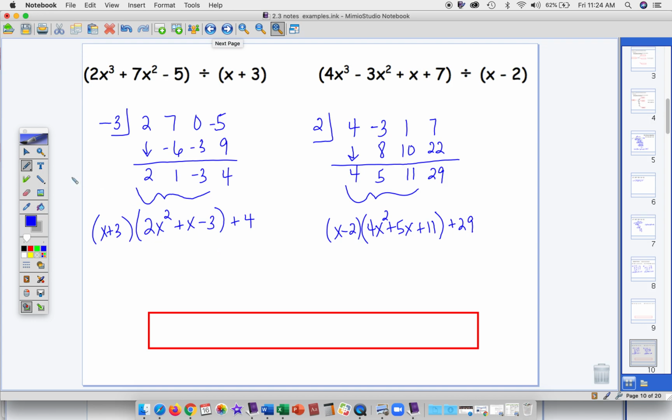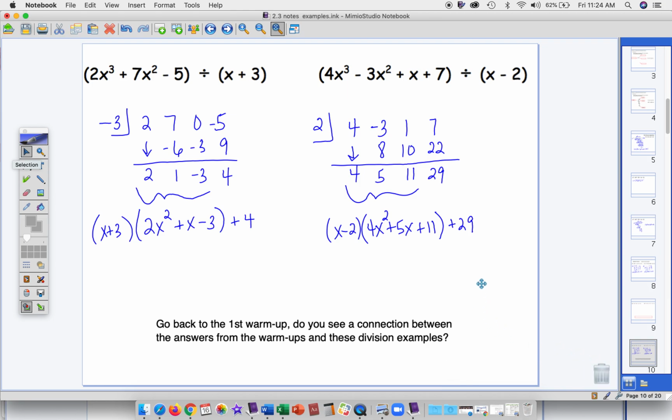And then what I'd like you to do when you're done checking is go back to that first warm-up. Here's where we're going to use it. Compare your solutions from the warm-up to the solutions we got from our divisions. So leaf through the pages, look at your solutions from the other problems, and compare them to those values you got when you did the evaluating in the first warm-up. Let's see if you can make a connection. Okay, hopefully you noticed that when you evaluated f of negative 3 for this function, you got 4 as an answer, right? In all these problems, the remainder was your solution from the warm-up.